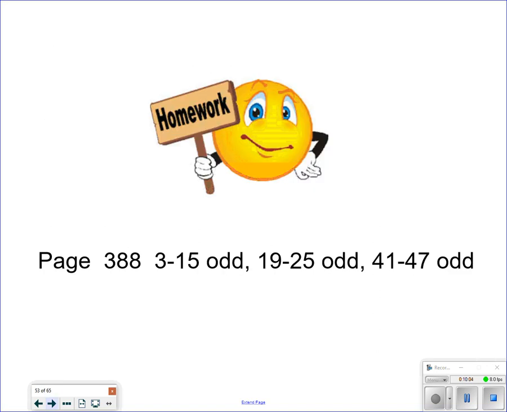Homework assignment is out of the book. If you have any questions or concerns, please make sure you talk to your teacher. These past two sections require a lot of factoring, a lot of understanding of fractions. So if you do have problems with that, please make sure you talk to your teacher, and good luck.